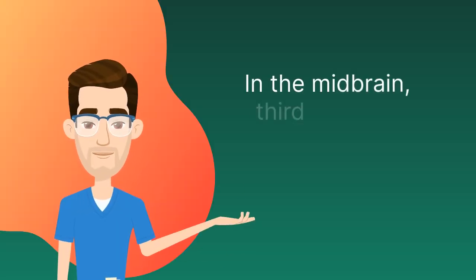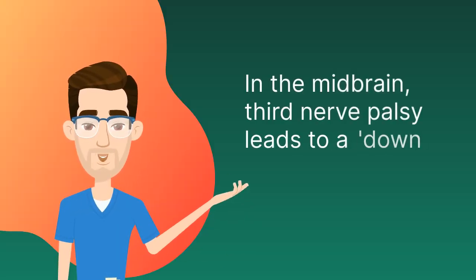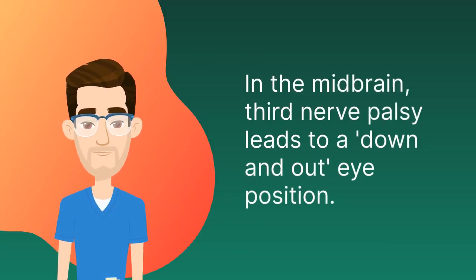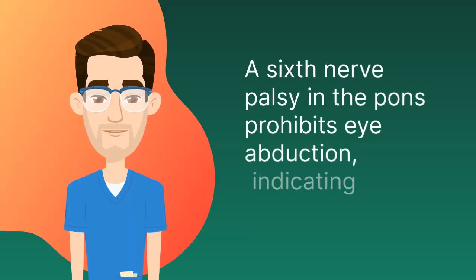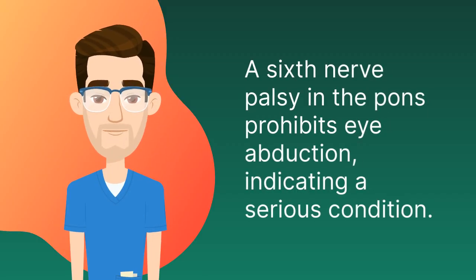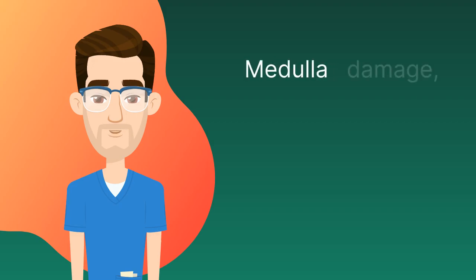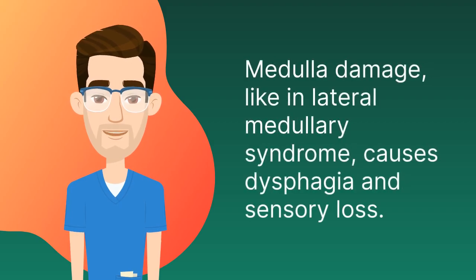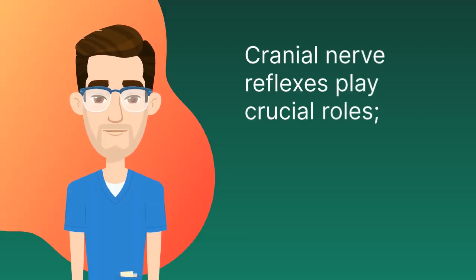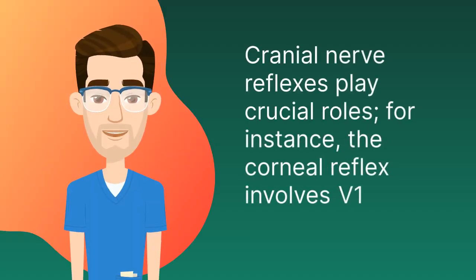In the midbrain, third nerve palsy leads to a down and out eye position. A sixth nerve palsy in the pons prohibits eye abduction, indicating a serious condition. Medulla damage, like in lateral medullary syndrome, causes dysphagia and sensory loss. Cranial nerve reflexes play crucial roles. For instance, the corneal reflex involves V1 and 7.